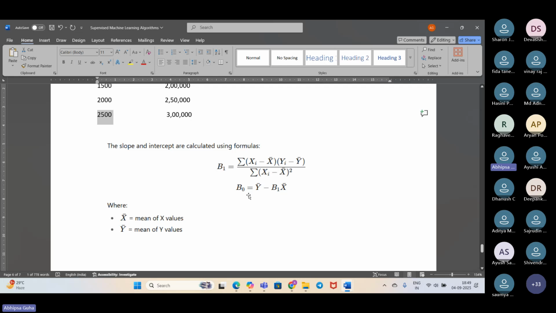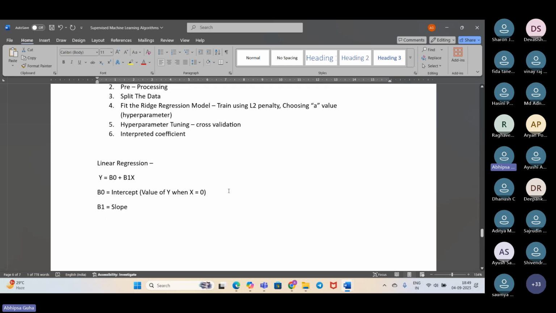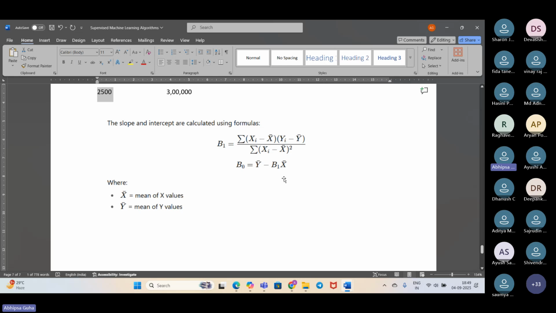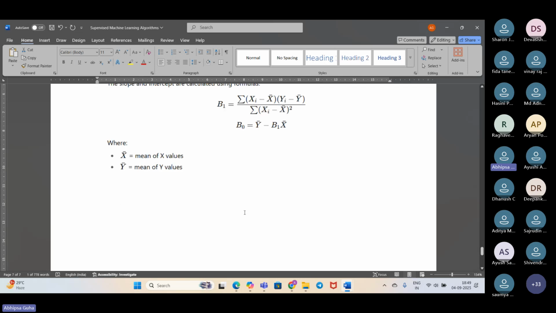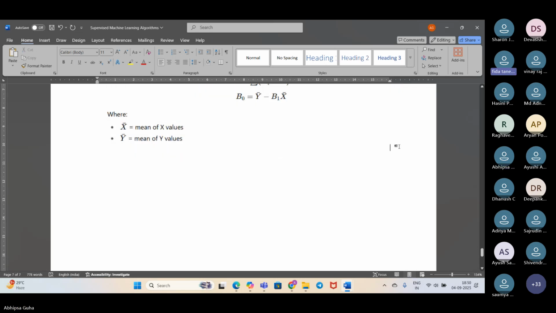And next B0. B0 is the intercept. So how are we getting the intercept? We are getting y bar minus B1 into x bar. Y bar, that is the mean of y, minus B1, that is the slope value, into the mean of x value. Okay, clear, guys? Clear? Yes, ma'am.